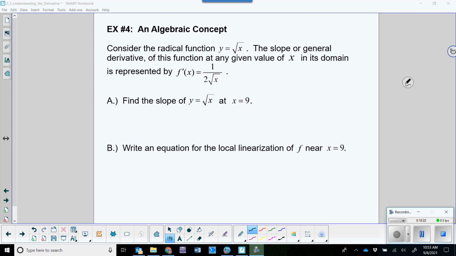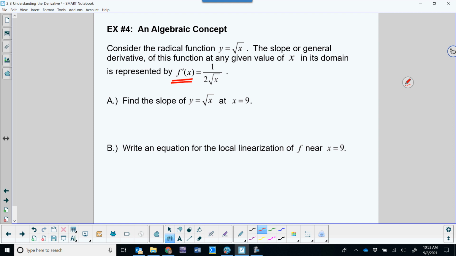Okay? And I'm not sure if this matches your notes. I think it's going to be a little bit different possibly on your notes, because it tells you to use the difference quotient, but we're not going to do that because we're going to be given the formula. So A is just a little different. We're not going to use the difference quotient. We're going to just find the slope. Well, to find the slope at x equals 9, f prime is the slope. So f prime of 9 is going to give me the slope at 9. So f prime of 9 equals 1 over 2 times the square root of 9.